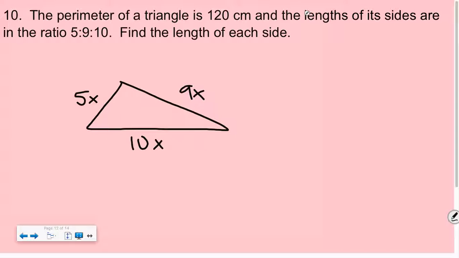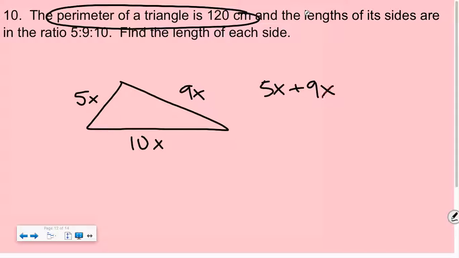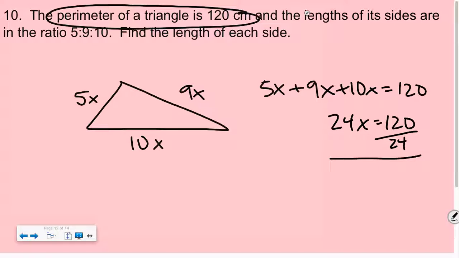Drew a picture, maybe it looks something like that. Side lengths of 5x, 9x, and 10x. The perimeter of this triangle is 120. How do you find the perimeter of any polygon? Add up all the sides. So then your equation, 5x plus 9x plus 10x is equal to 120. 24x would equal 120. Divide by 24, and what do we get for x? 5.